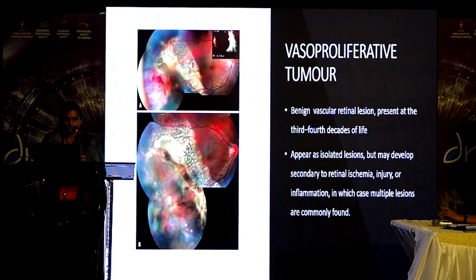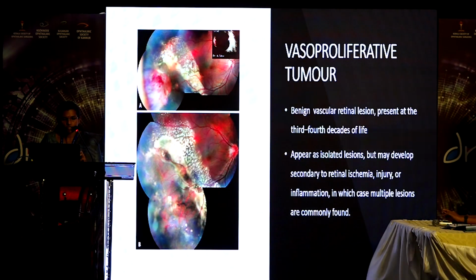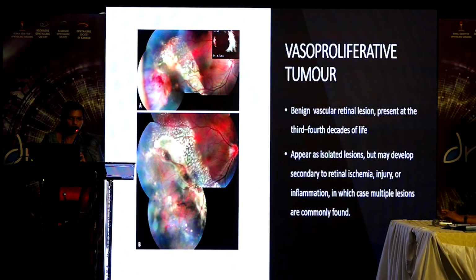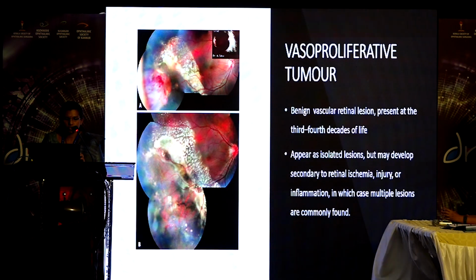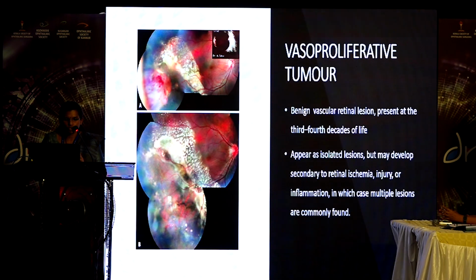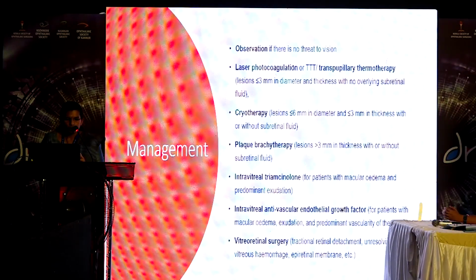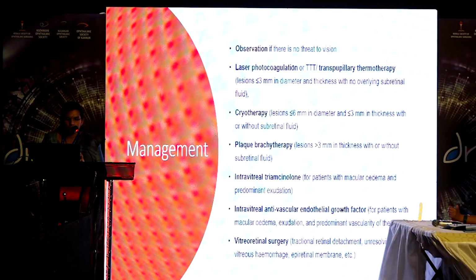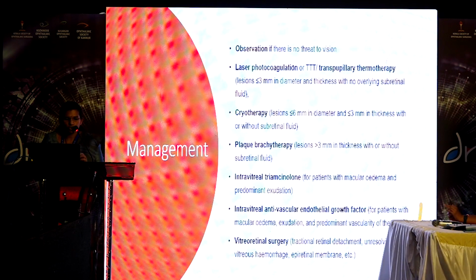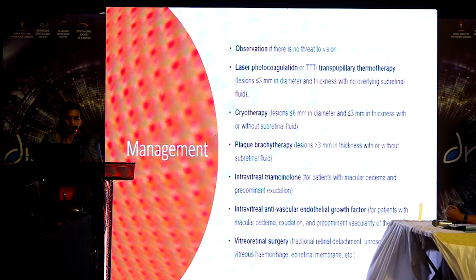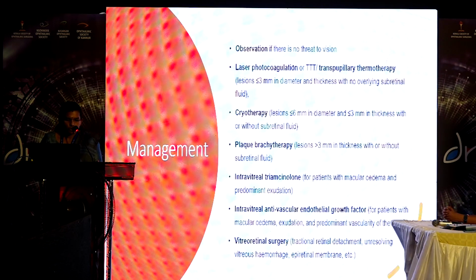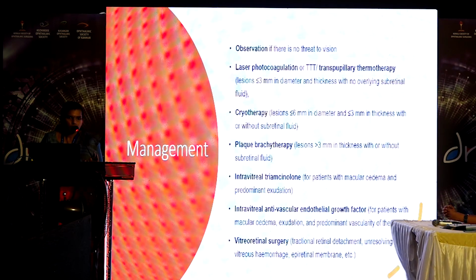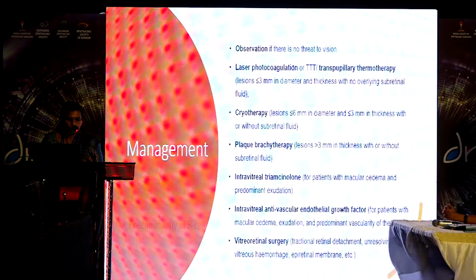Now coming to vasoproliferative tumors, these are also benign tumors, which can be seen as an isolated lesion or secondary to retinal injury, ischemia or inflammation. Basically observation is the initial treatment, and if it's vision threatening then laser photocoagulation, cryotherapy, plaque brachytherapy, intravitreal triamcinolone injection, intravitreal anti-VEGF injection or vitreoretinal surgery, depending on the location and size of the tumor.